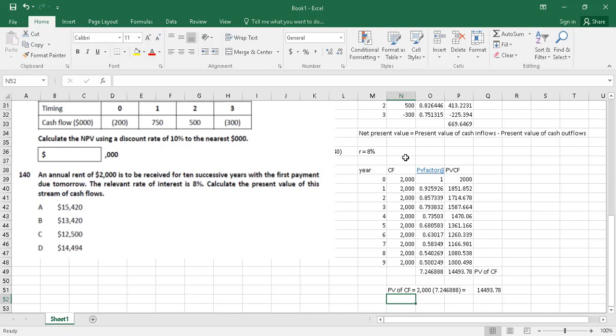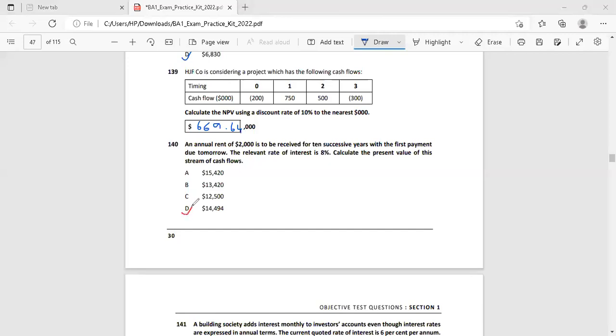If you are to do it with Excel, this is the way, because we just do the calculations for one particular set, and then we just drag it and find out the difference. So the answer here is D, 14,494. Then we will see the next set of questions, 141 onwards.